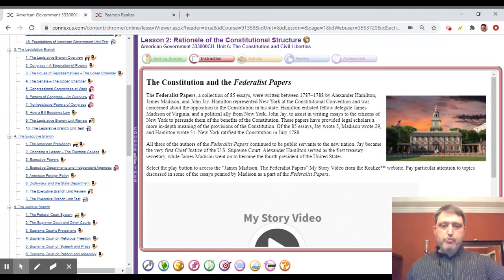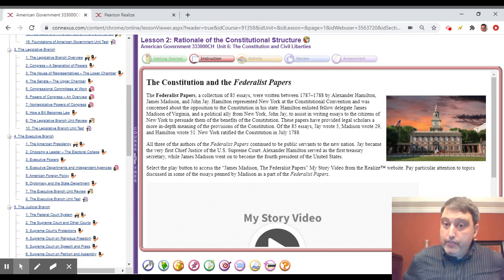Now, after the Constitution was written, it didn't automatically become law. It actually had to be ratified or approved by all of the states. And in order to encourage people to support the ratification of the Constitution, a group of men led by Alexander Hamilton, James Madison, and John Jay, wrote a collection of essays. These were called the Federalist Papers. The Federalist Papers were a collection of 85 essays written between 1787 and 1788 by Alexander Hamilton, James Madison, and John Jay.